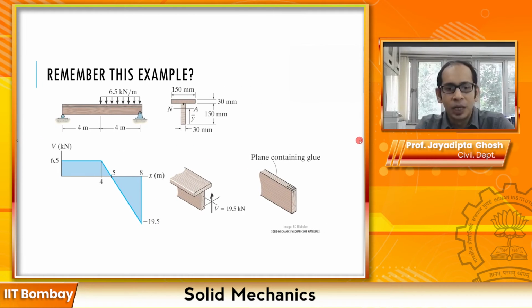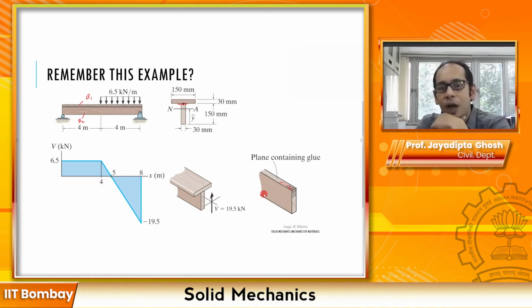Now if you remember, this is an example which we did. This was also a built up section where, remember, you had two boards. Let me mark them to jog your memory. We had this B1 and this B2 over here, where at this interface there was this plane of glue.